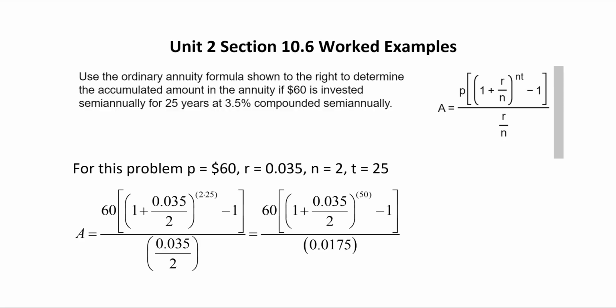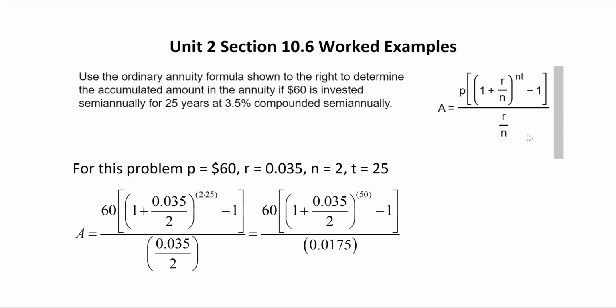Unit 2, Section 10.6 Worked Examples. Use the ordinary annuity formula shown to the right to determine the accumulated amount in the annuity if $60 is invested semi-annually for 25 years at 3.5% compounded semi-annually.